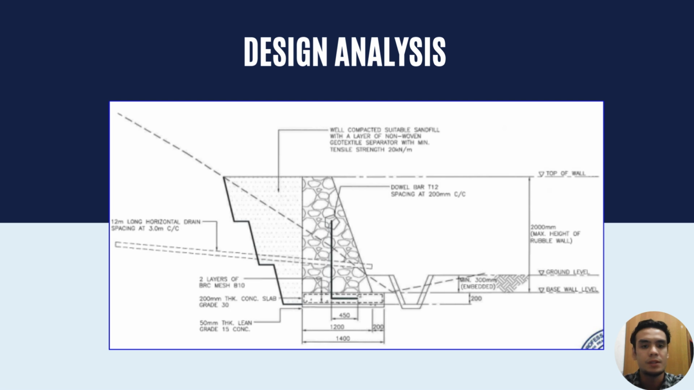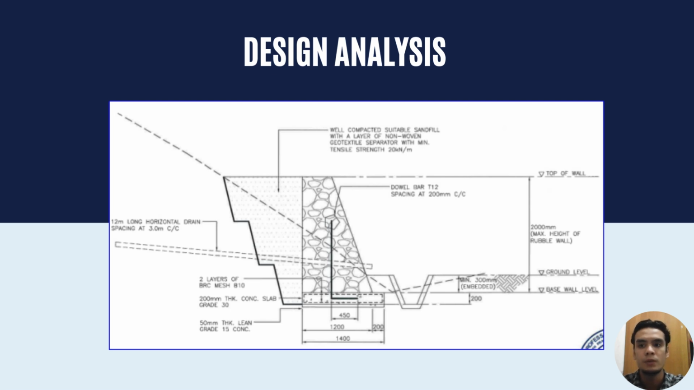Number three is the reinforcement, the use of reinforcements for the retaining wall. Steel bars are often incorporated into rubber walls, particularly in taller or load-bearing structures. This reinforcement enhances the wall's structural integrity by providing additional tensile strength and resisting forces that could cause deformation or collapse under load. And the last one is the height to width ratio.